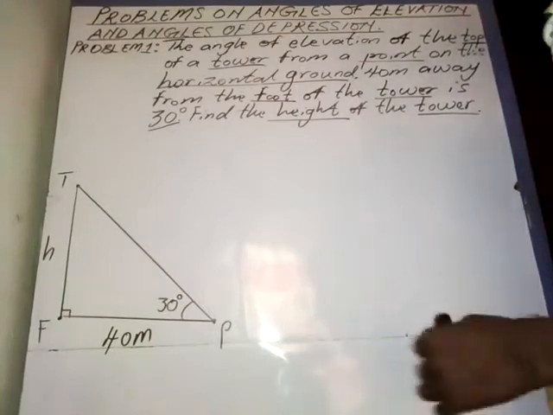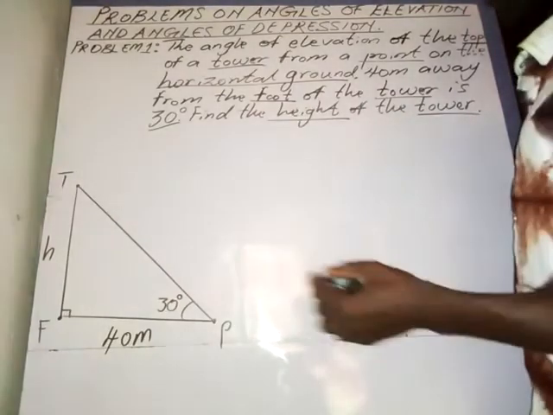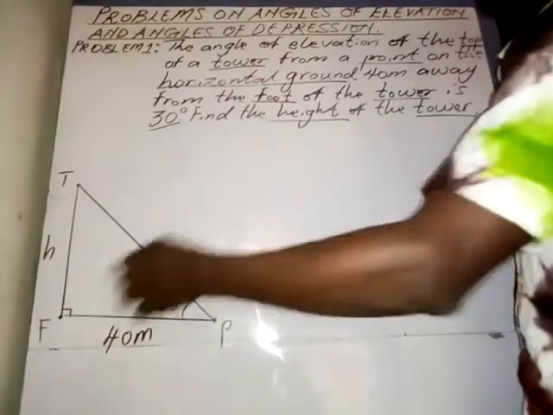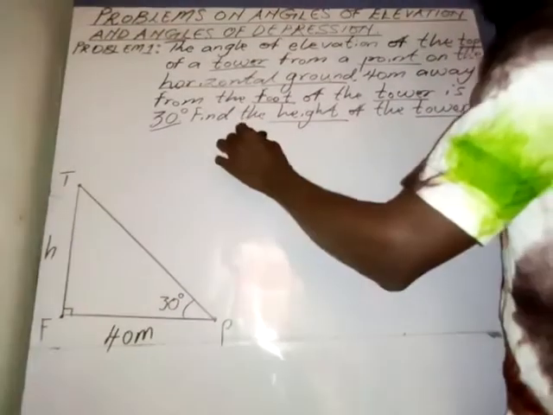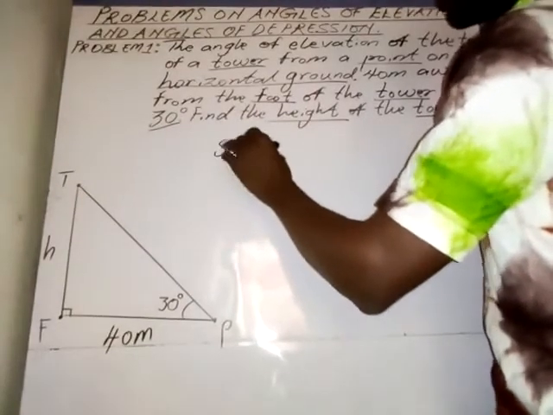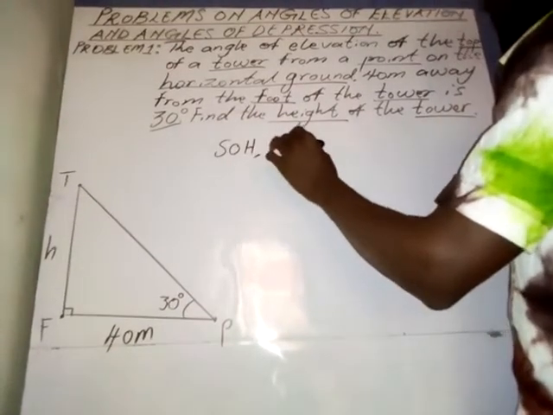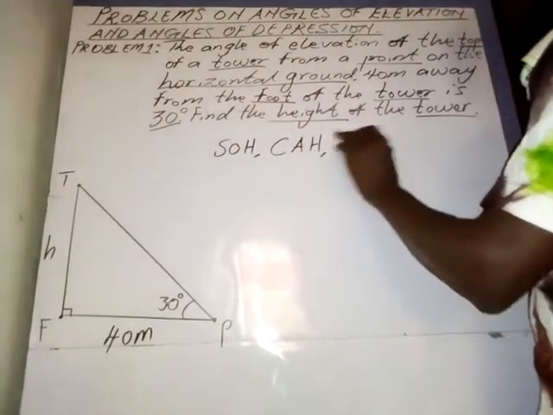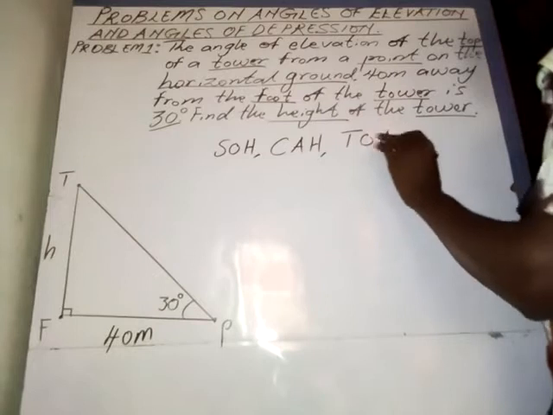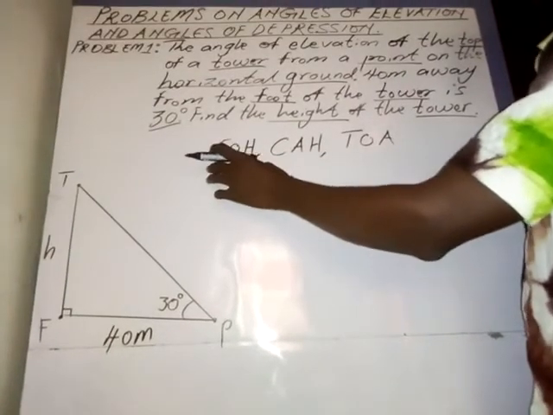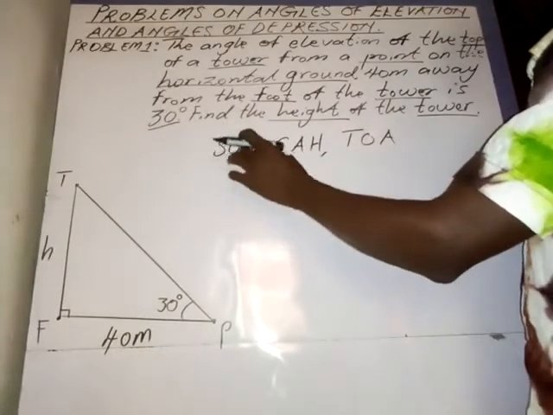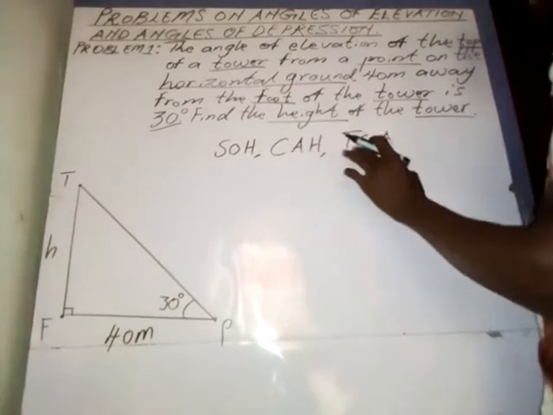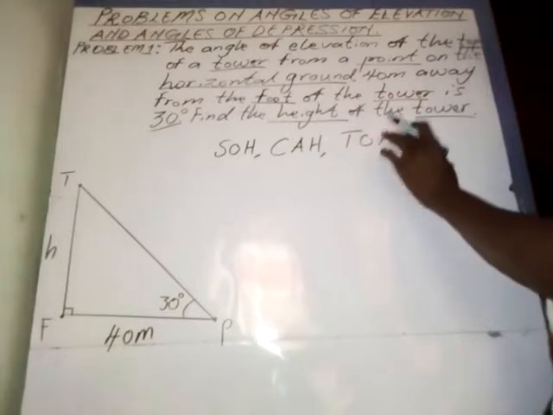As we were taught in trigonometry, when it comes to the solution on a right angle triangle like this, we can make use of our SOHCAHTOA. That is SOH, CAH, and TOA. So sine theta is equal to opposite over hypotenuse. Cos theta is equal to adjacent over hypotenuse. Tan theta is equal to opposite over adjacent.